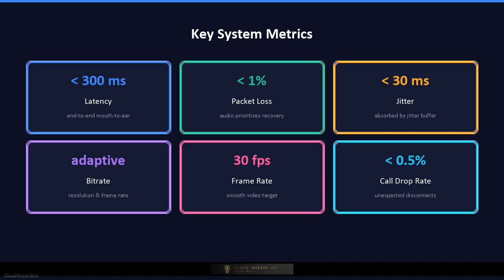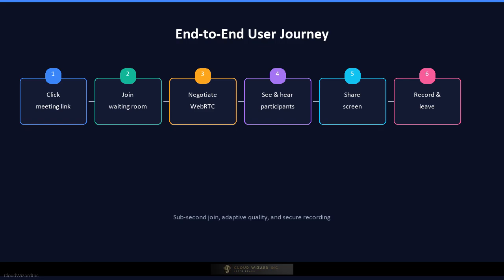Time to first frame, how quickly a participant sees video after joining. CPU and memory usage on the SFU, because relaying many high-resolution streams is computationally expensive. And call drop rate, the fraction of calls that terminate unexpectedly. These metrics are what the operations team actually watches. Let's trace the end-to-end user journey.